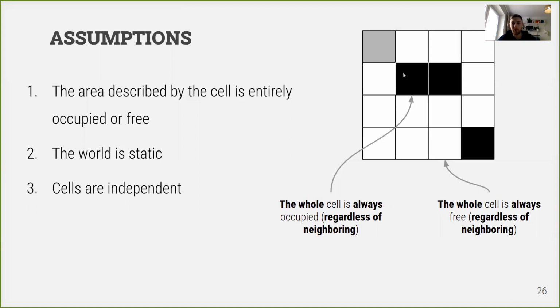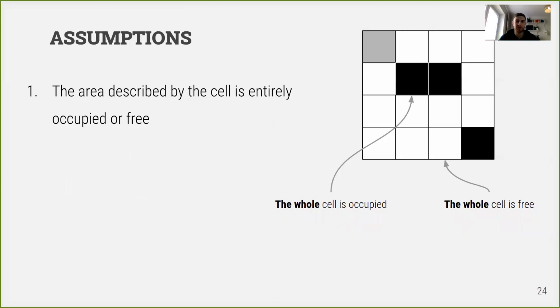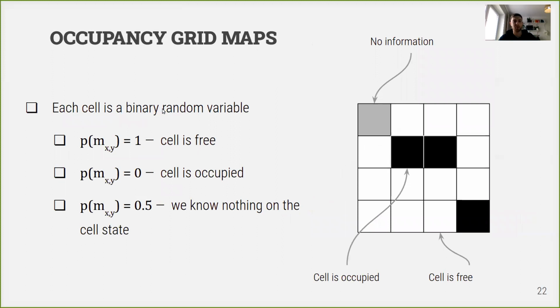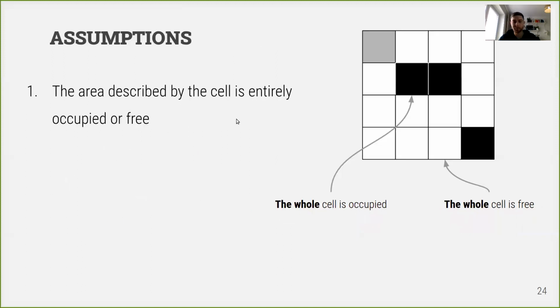For example, if we say that this cell is occupied, of course, there is a high probability that neighboring cells are occupied, right? Because, for example, if we see a wall, of course, we know that if this part of the wall is occupied, the neighboring parts are also most probably occupied because it is a wall. But here in our simple occupancy grid mapping, we say that each cell is an independent random variable. So here we said that each cell is a binary random variable. It is important that it's an independent binary random variable.